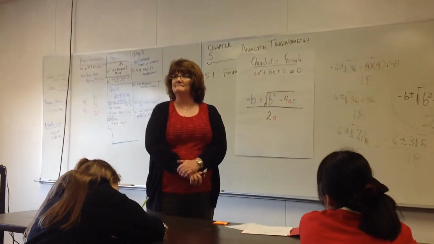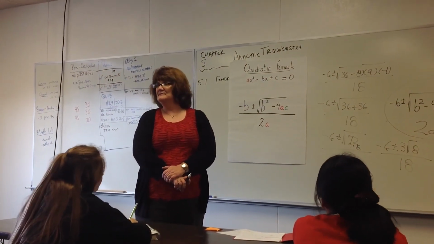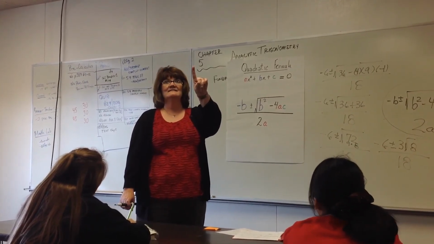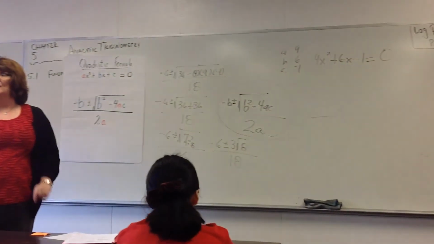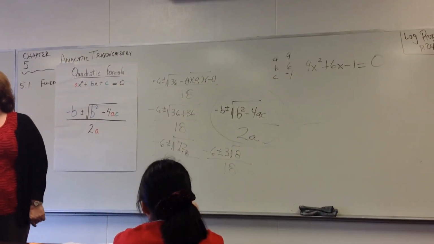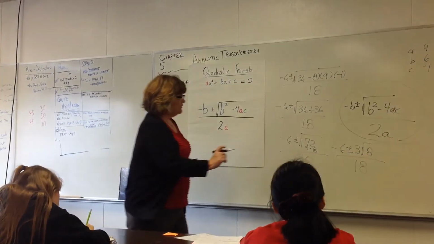Guess what? We're still not done. Sam, do you see it? 8 can reduce. What's a number that'll go into 8 that has a square root? 4. So here we go again.